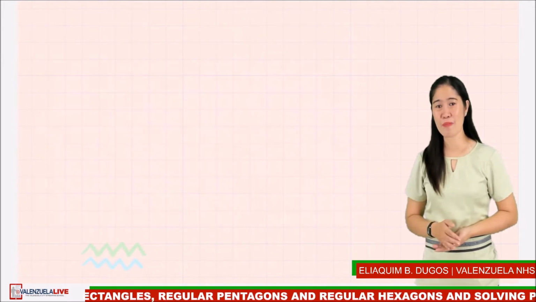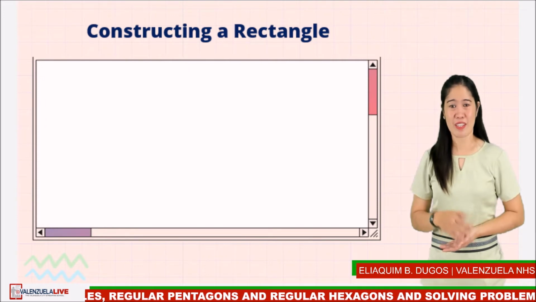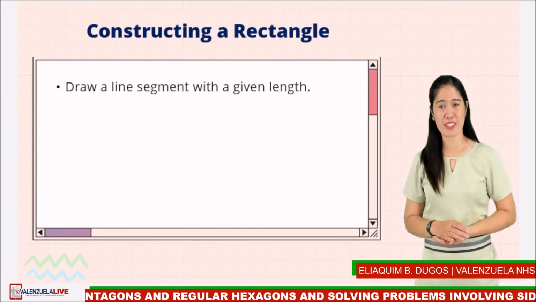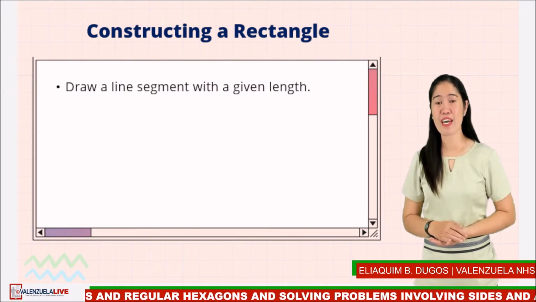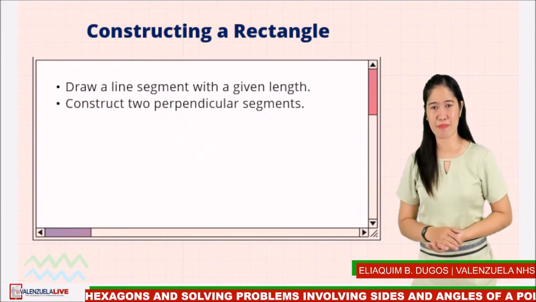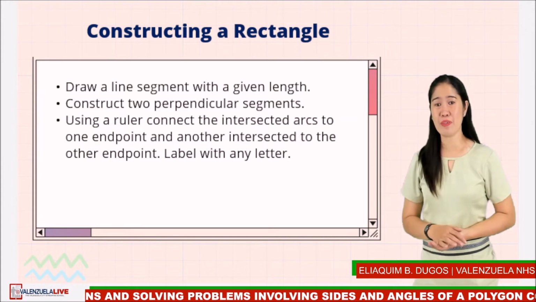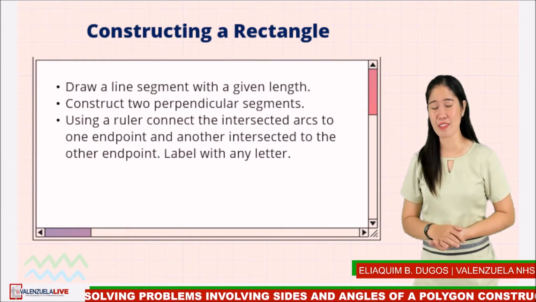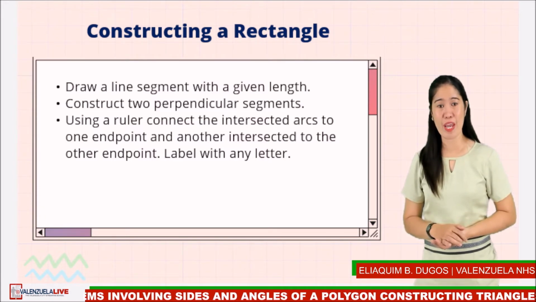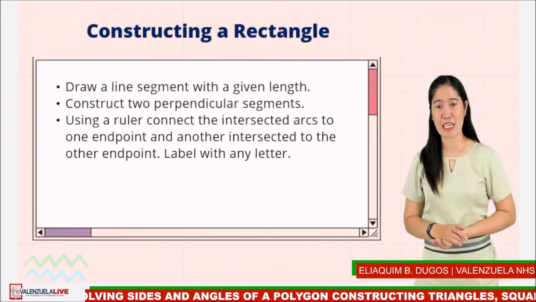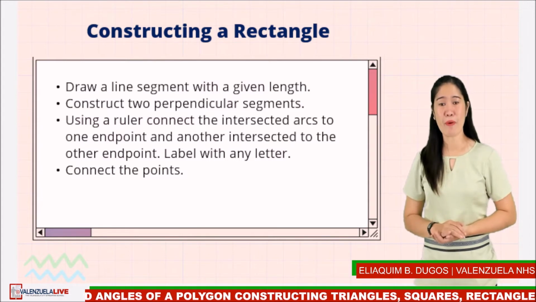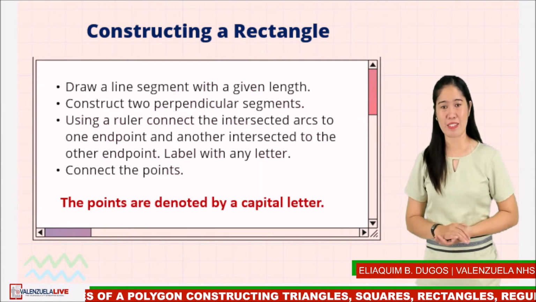Next in construction is a rectangle. The steps to constructing a rectangle are as follows. First, draw a line segment with a given length. Construct 2 perpendicular segments. Using a ruler, connect the intersected arcs to one endpoint and another intersected arc to the other endpoint. Label with any letter. After that, connect the points. Again, the points are denoted by a capital letter.